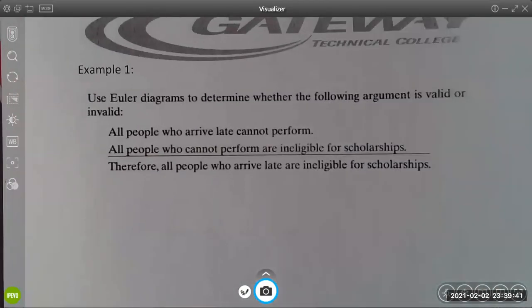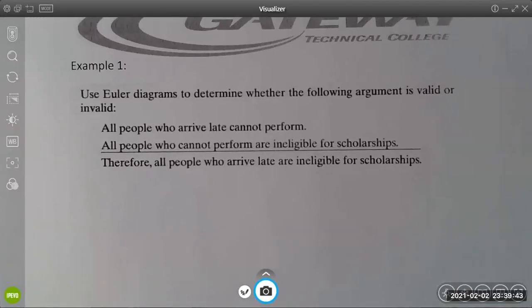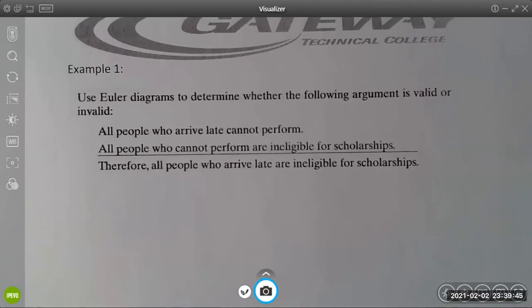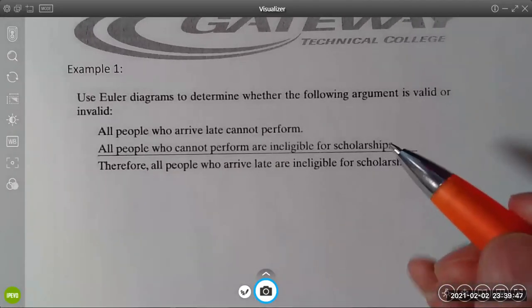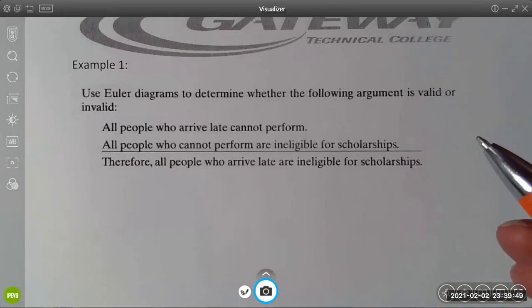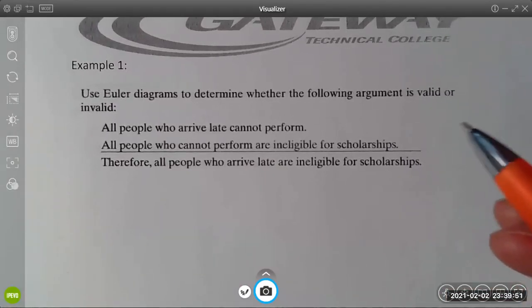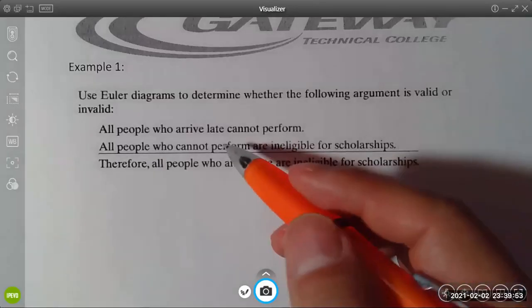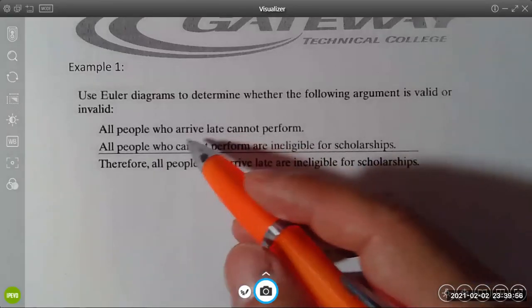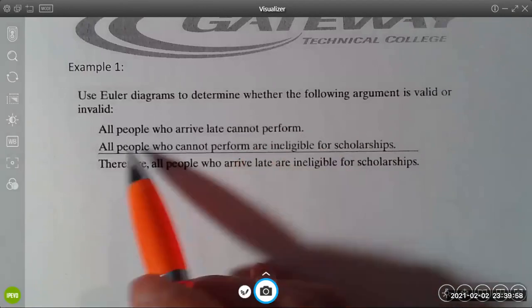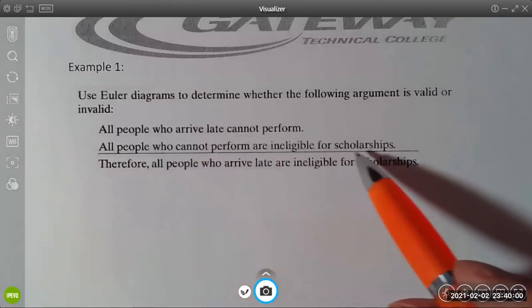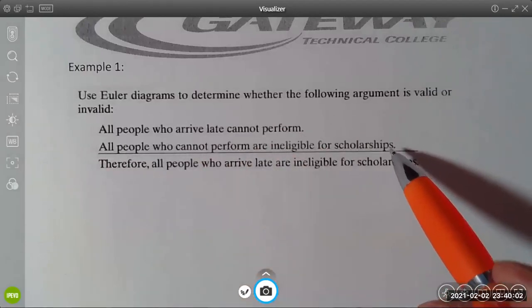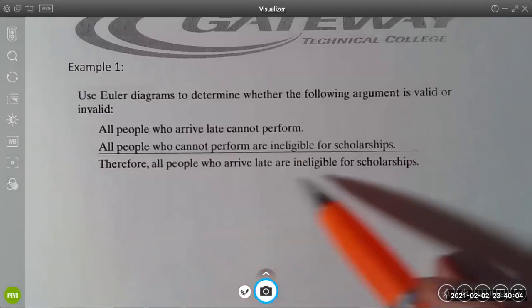Now for the rest of this video, we're going to look at some examples, to see how to determine if a given argument is valid or not. First of all, arguments are presented in this kind of format. You have premises, then you have a line to separate the premises and the conclusion. So this last line is the conclusion.